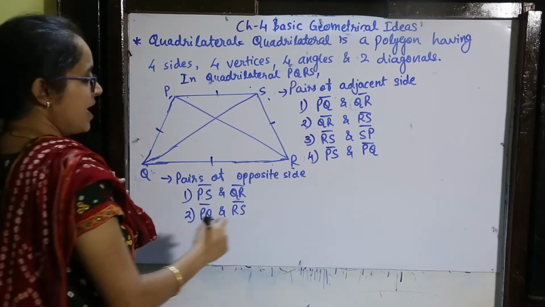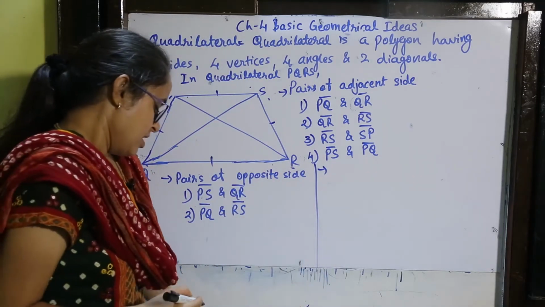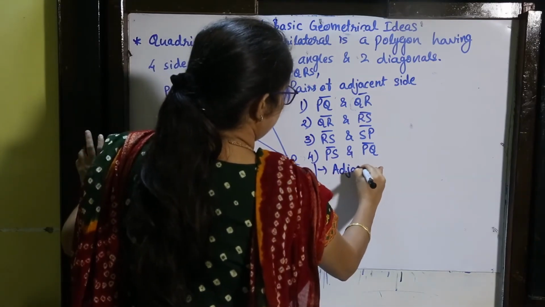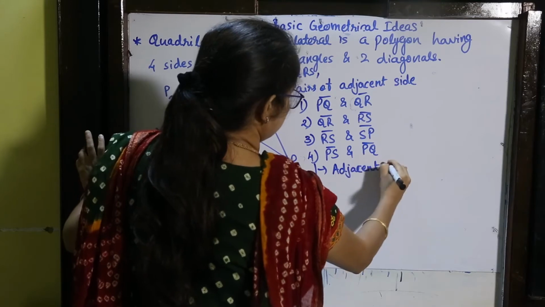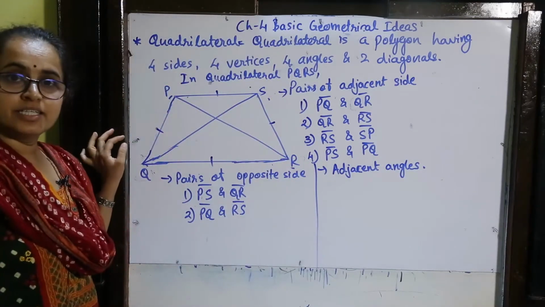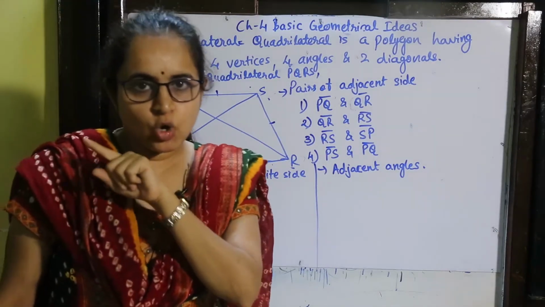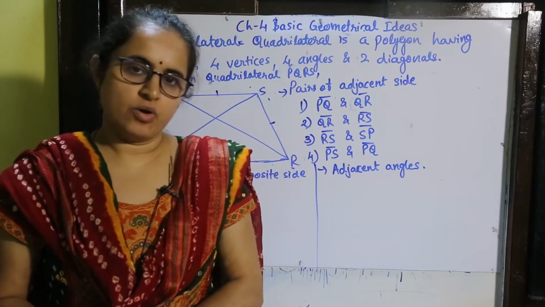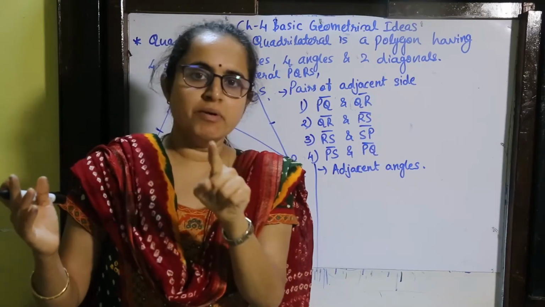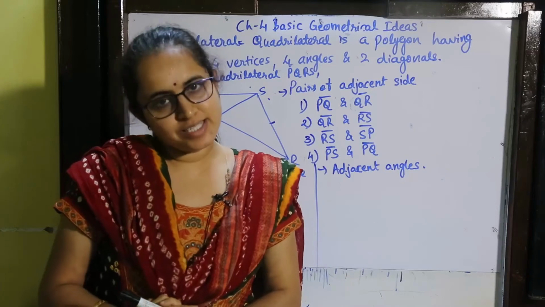Next is the pair of adjacent angles. Okay, so adjacent angles will also be 4. I will show you how. Adjacent angles are also 4. How? The two angles that have one common line between them are known as adjacent angles. Just as two line segments with one common vertex between them are adjacent sides, two angles with one common line segment between them are known as adjacent angles.